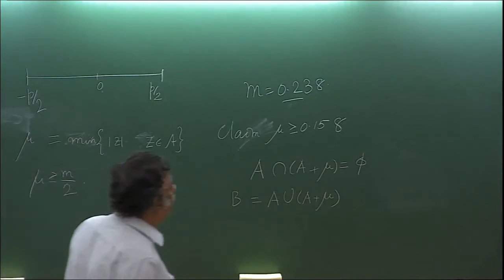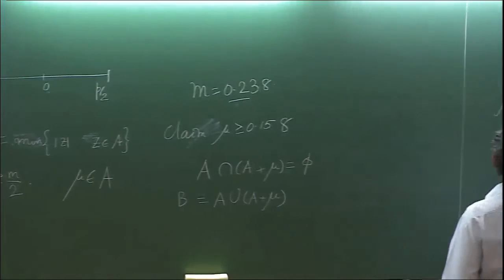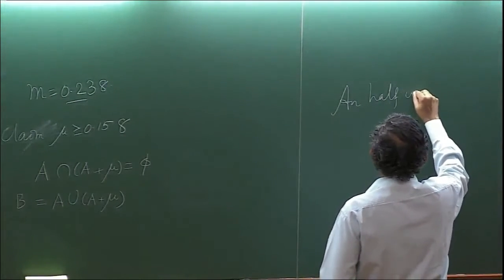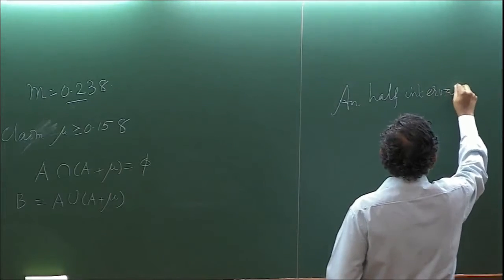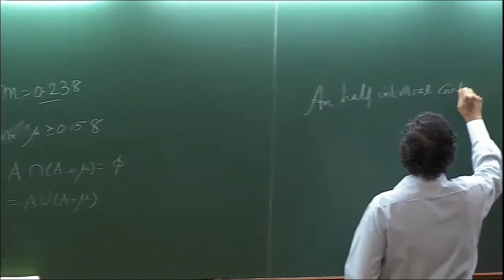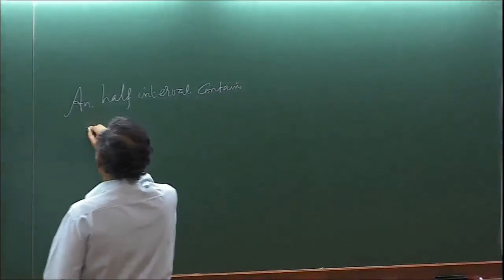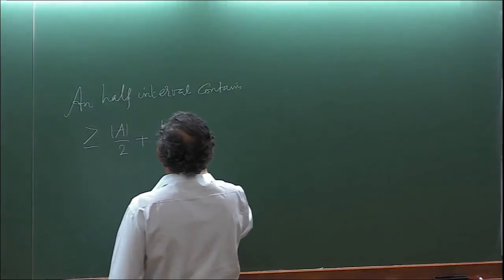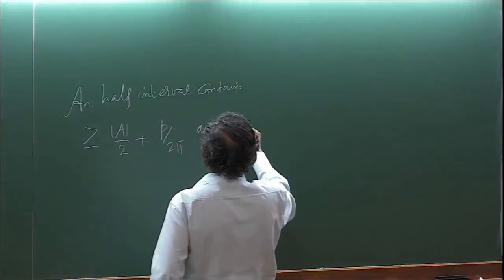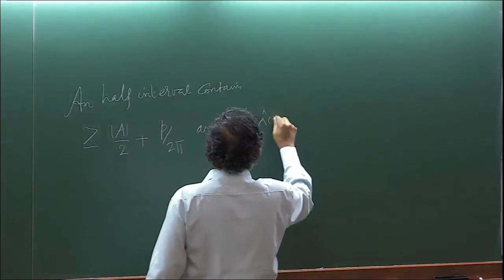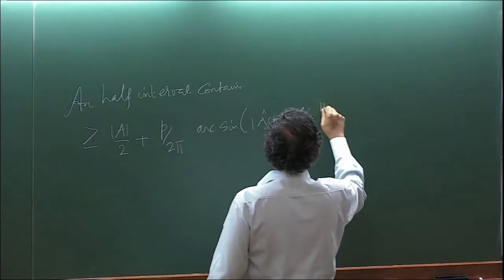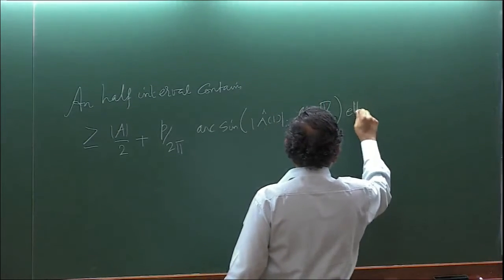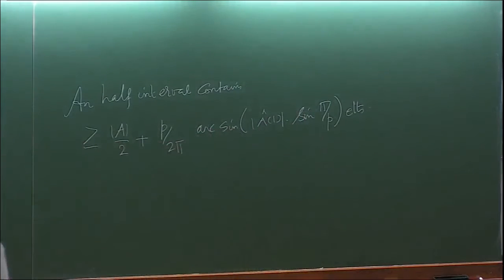The Lewis theorem says that a half interval with the rotation of A contains at least cardinality of A divided by 2 plus P over 2 pi arc sine cardinality of A hat 1 sine pi over P elements, and I can apply that theorem to B now.